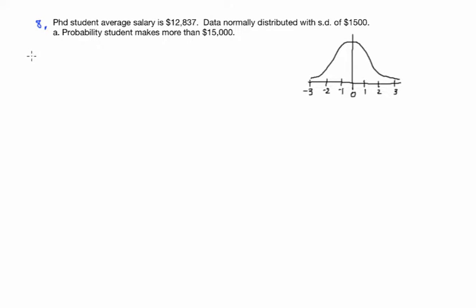PhD student average salary, so the average mean is 12,837. Data is normally distributed, so that means it has the shape of the bell curve, with a standard deviation of 1,500. I want to know what's the probability that the student makes more than, or the data value is more than, 15,000.